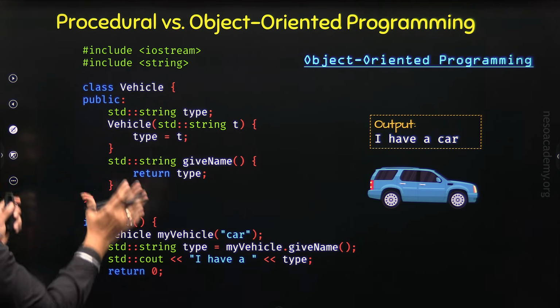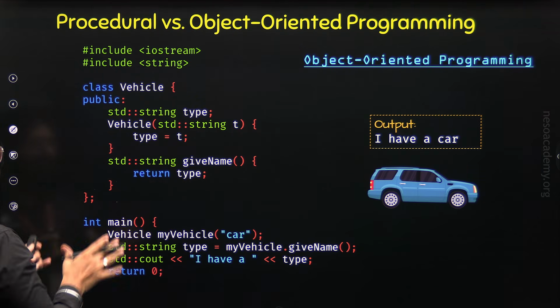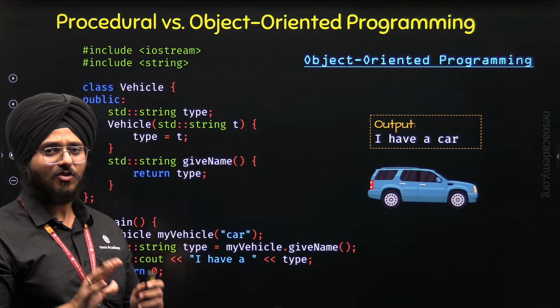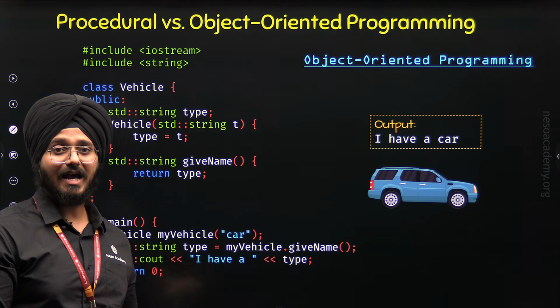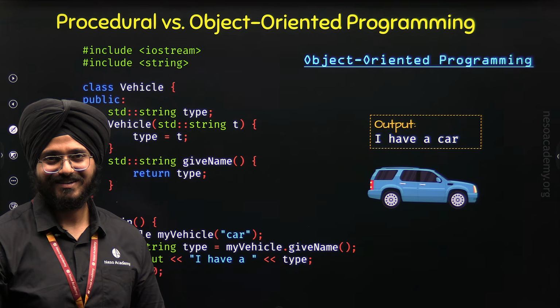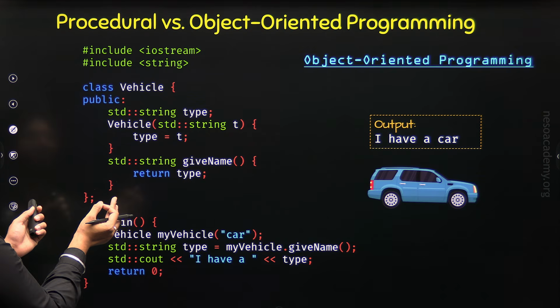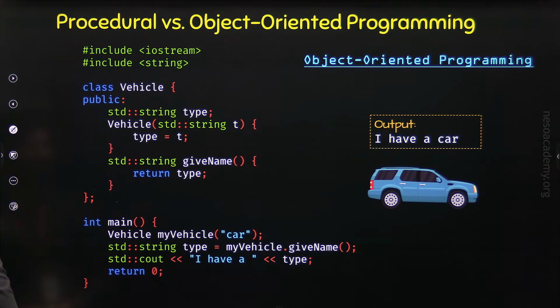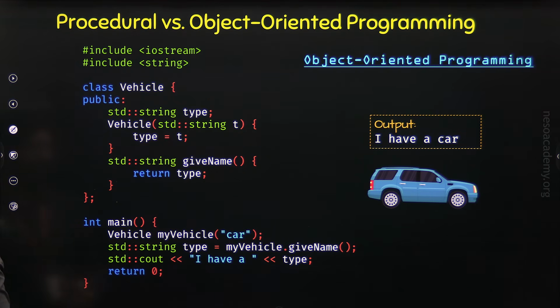And now we have this object-oriented program. If many of the concepts are unclear to you, then there is nothing to worry about at this moment. We will understand these concepts as we proceed in this course. So do not worry about this. We just need to get the essence of object-oriented programming here. Here we got the output, I have a car.